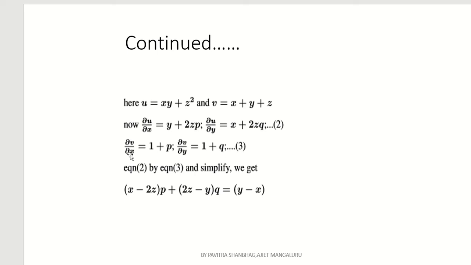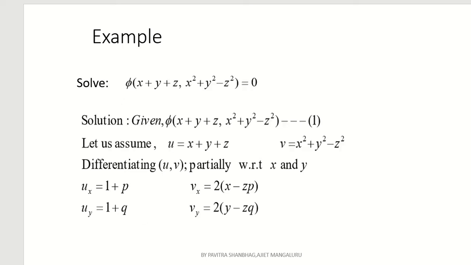Now cross multiply and collect p term one side, then q term, then remaining in the RHS. So you will get (x minus 2zp) plus (2z minus y) into q equal to y minus x. So this is the required PDE. Okay. Now next, move to another slide.